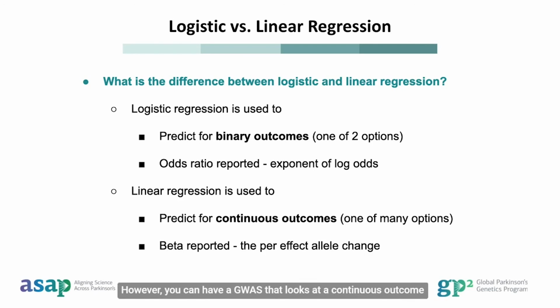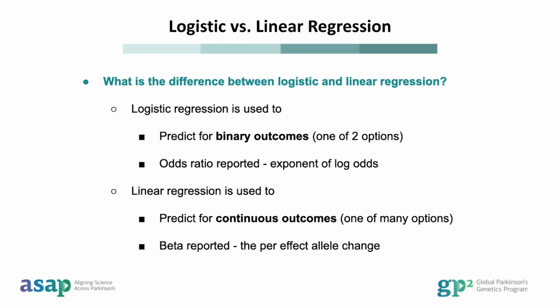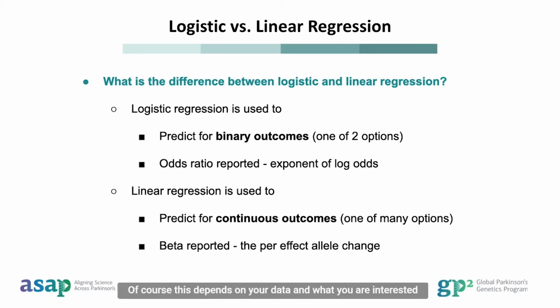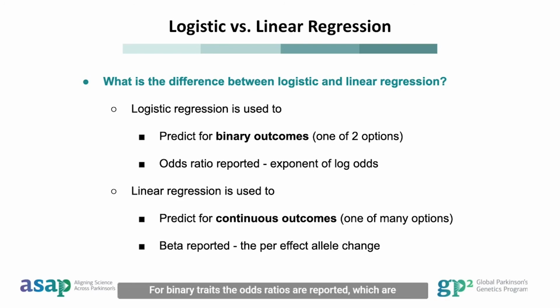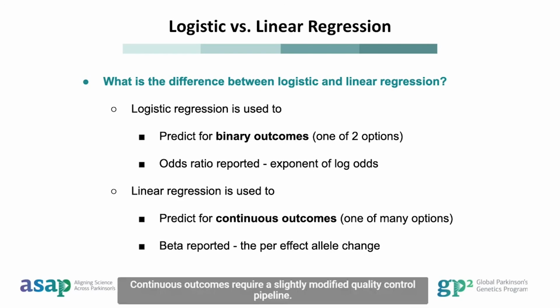However, you can have a GWAS that looks at a continuous outcome, where there can be many options, like age at onset. If this is the case, you would use linear regression instead. Of course, this depends on your data and what you're interested in analyzing. For continuous traits, the betas are reported, which report the per allele effect. For binary traits, the odds ratios are reported, which are the exponents of the log odds. Continuous outcomes require a slightly modified quality control pipeline.